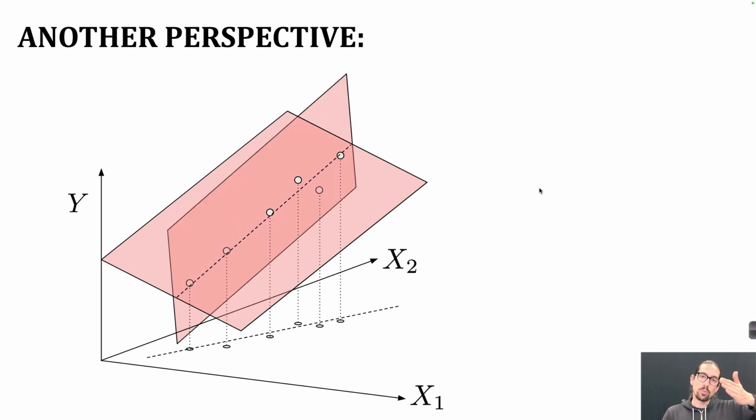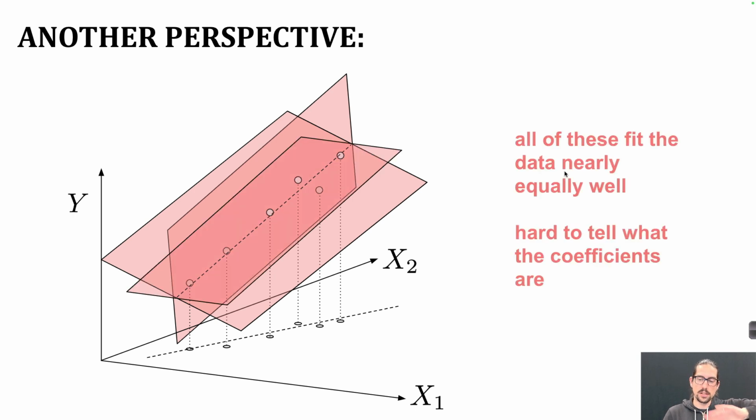But I could also just rotate that regression plane a bit, and the mean squared error will be very, very similar, right? So all of these regression planes fit the data equally well. However, they all have drastically different coefficients in terms of x1 and x2. Rotating it in one way increases the coefficient of x2 and decreases the one for x1, or vice versa. So it's really hard to tell what the true coefficients are when the data are like this.